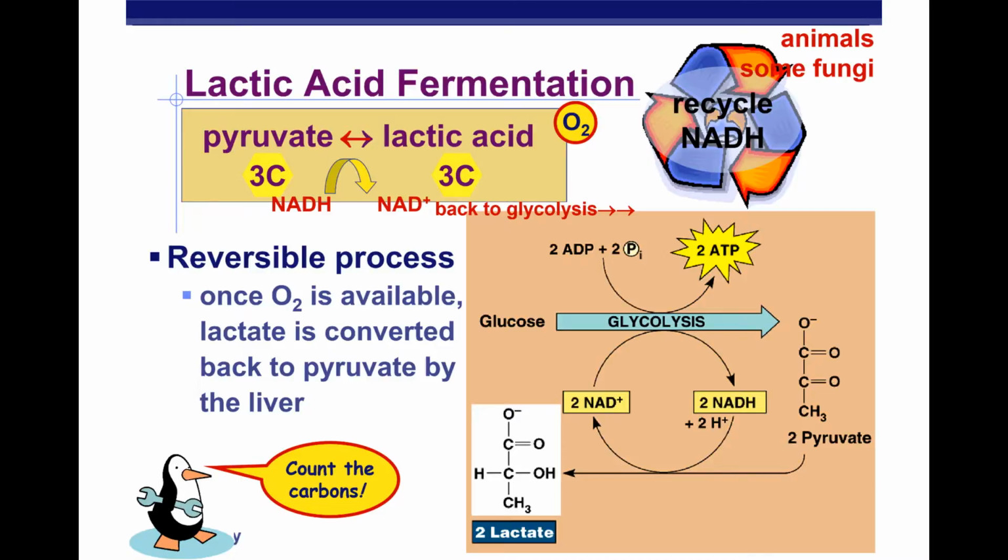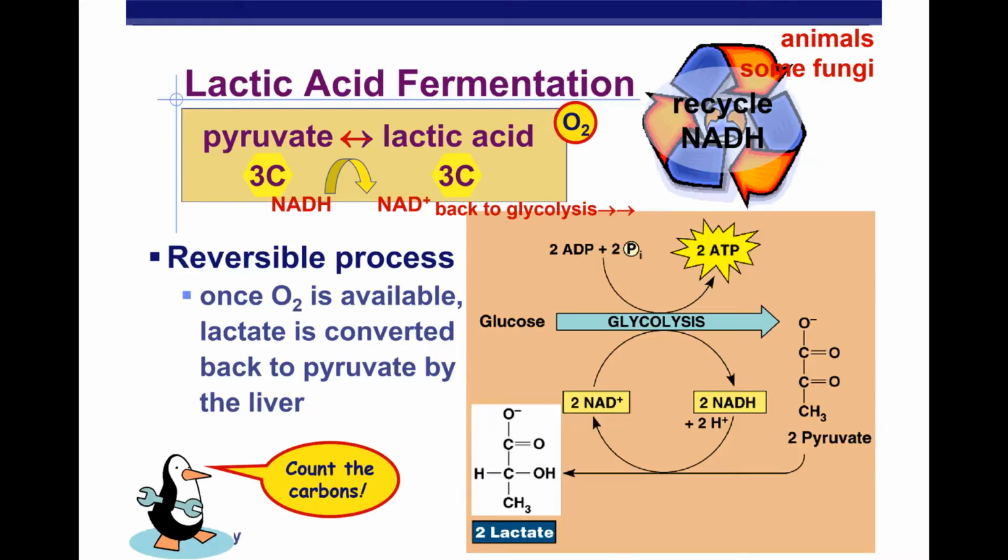Now some fungi and animals are capable of a different kind of fermentation, which is called lactic acid fermentation. You can go back and forth between pyruvate and lactic acid as long as carbons are available. So this process is reversible. Once oxygen is available once more, we're going to take that lactic acid, or lactate, and convert it back to pyruvate. So this is not a dead-end process.